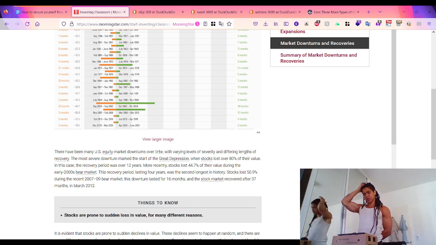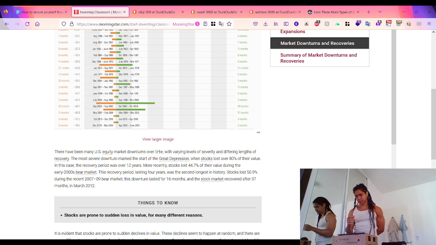More recently, stocks lost 44.7% of their value during the early 2000 bear market. This recovery period lasted 4 years and was the second longest in history. Stocks lost 50.9% during the 2007-2009 recession bear market. The downturn lasted for 16 months and the stock market recovered after 37 months.